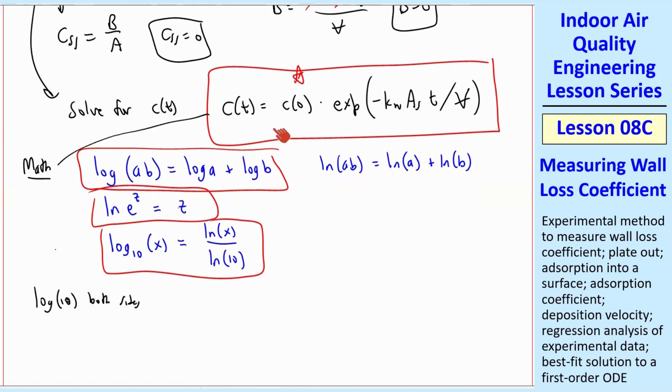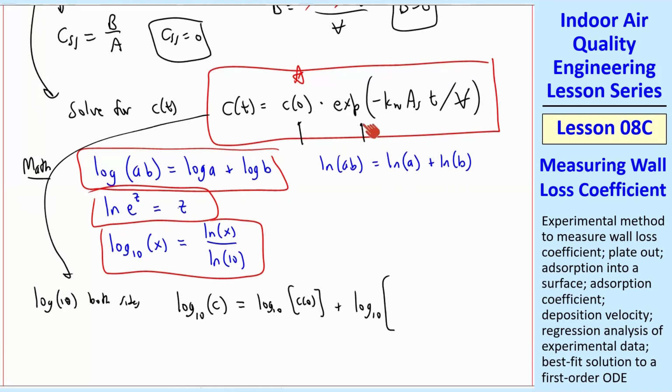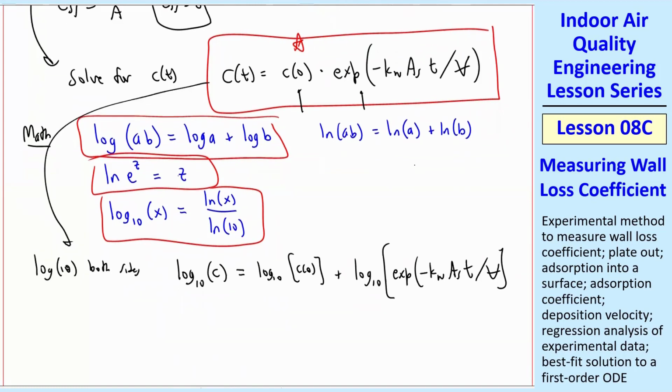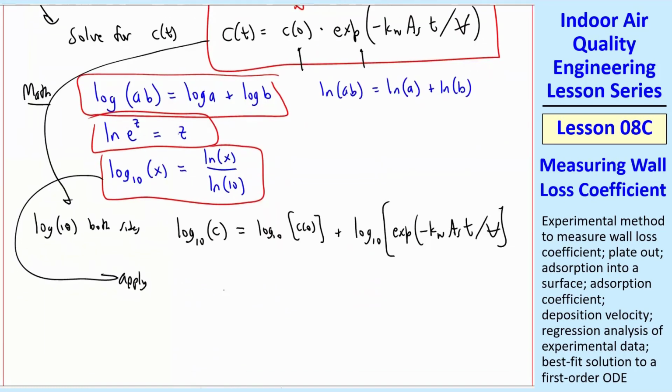And so this equation becomes log 10 of C, not C of t, it's understood that that's C at some time, equals log 10 of C naught plus log 10 of this part, so log 10 of exp negative KW AS t over V. Now let's apply this one, and that gets a little tricky, but if you think about it, let's let this whole thing in here be our x. So we have e to the x, so the log of exp to the x equals x. I lost the parentheses here.